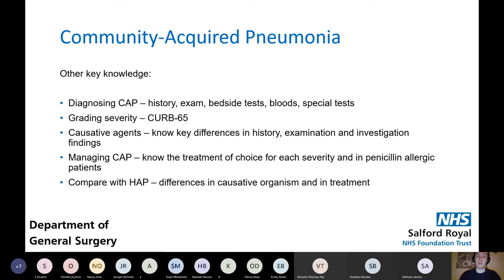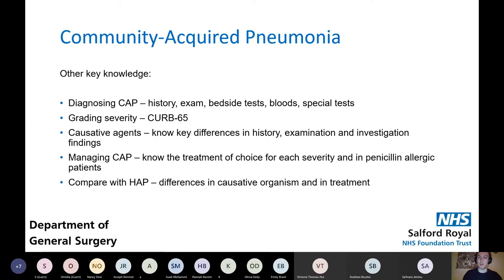With an ECG, if you did one, you might see sinus tachycardia because of infection causing an increase in heart rate. With a urine dip, you might not see anything, but you could send off urine for Legionella antigen. So that's something that you could be seeing in CAP.